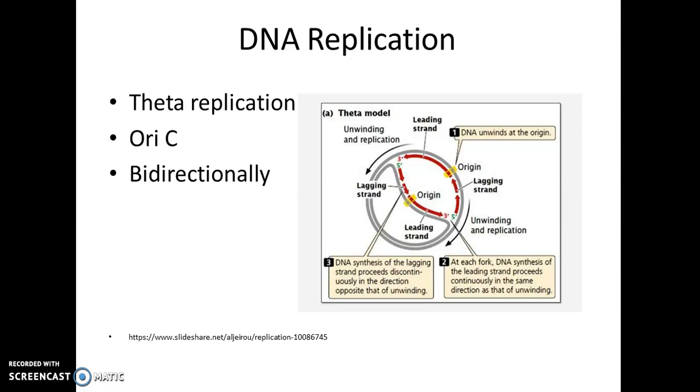But the DNA replication in prokaryotes is called theta replication because it looks like the Greek letter theta. It starts at the origin of replication, which is OriC, and it happens bidirectionally with both leading and lagging strand synthesis. Now, remember, this is adding to your knowledge. You should know some of the material being discussed here.